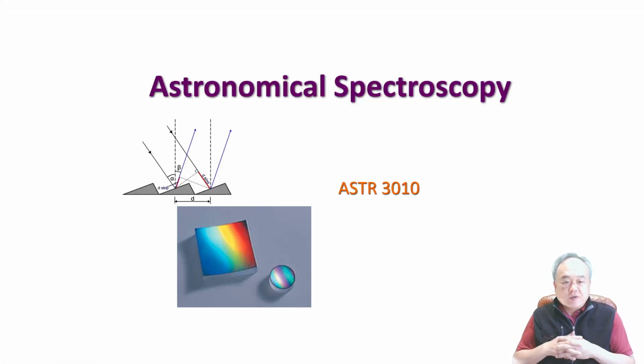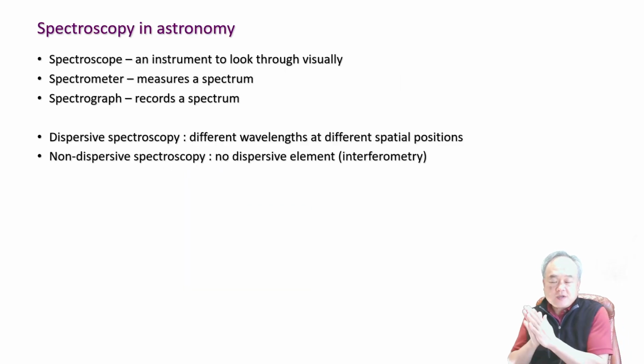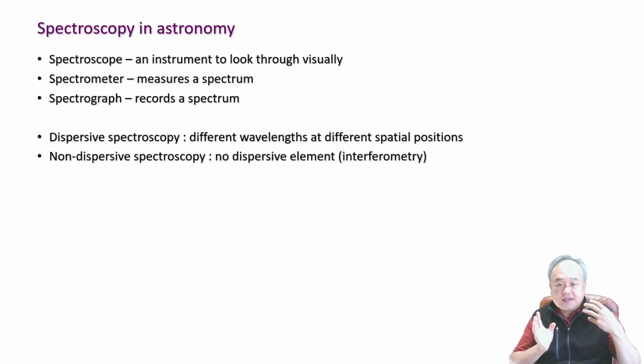In this lecture, we will learn about astronomical spectroscopy. So first, what is spectroscopy? It's the measurement of photons as a function of their energy level.